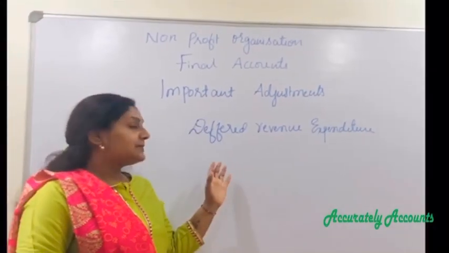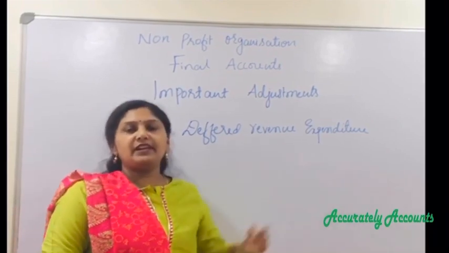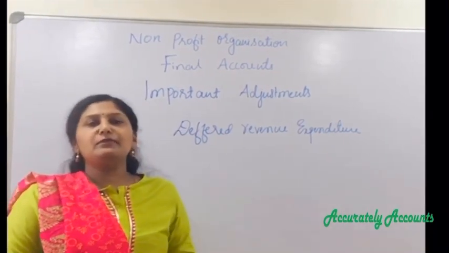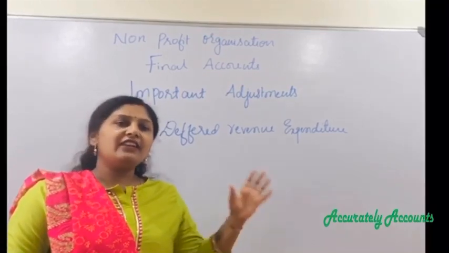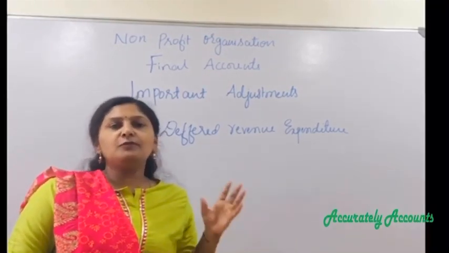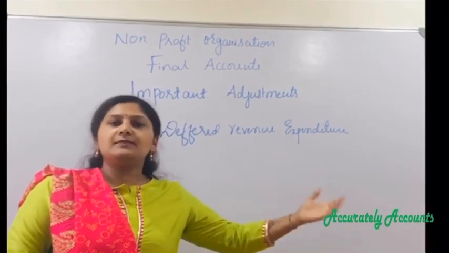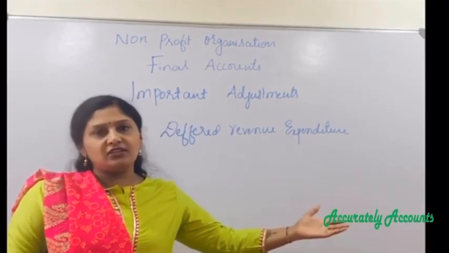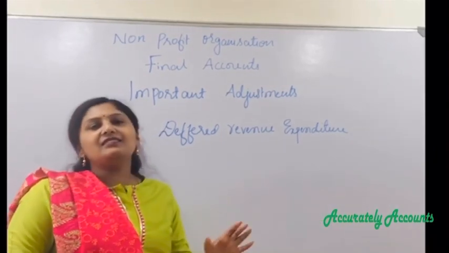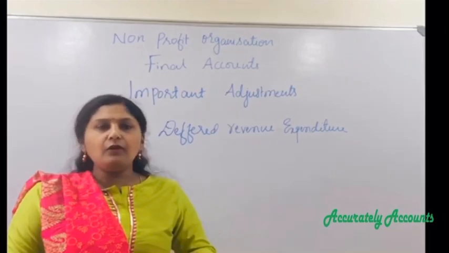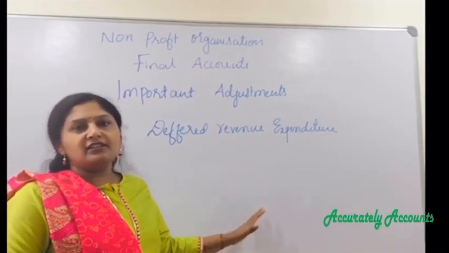The last adjustment related to the non-profit organization problems are deferred revenue expenditure. So let me explain you the meaning of deferred revenue expenditure in simple terms. These are the heavy expenditures incurred whose benefit will not exhaust in 1 year, which will spread over to the subsequent year, maybe 2 years or 3 years. So such expenditures we don't treat in the current year's income and expenditure account as well as in the balance sheet, because it doesn't belong to current year's transaction.